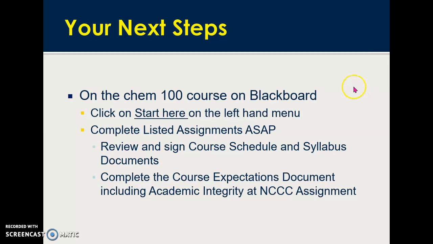Your next steps are simply to go out to the Chem 100 course on Blackboard. You want to click on the Start Here left-hand menu, and then you want to complete the listed assignments, which are 2 or 3 there. Review and sign the course schedule so you know where we're going, the syllabus documents, which will give you more detailed information, and then you want to complete the course expectation document, including the academic integrity policy at NCCC, and you want to complete those all as assignments. That'll be crucial early in the course that you know how to do assignments and complete the assignments.